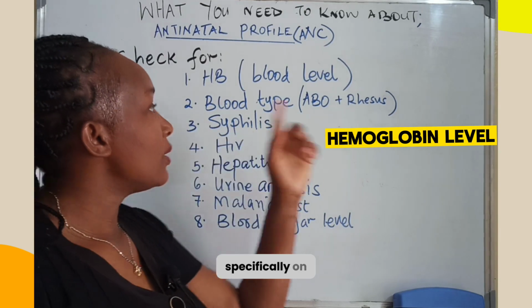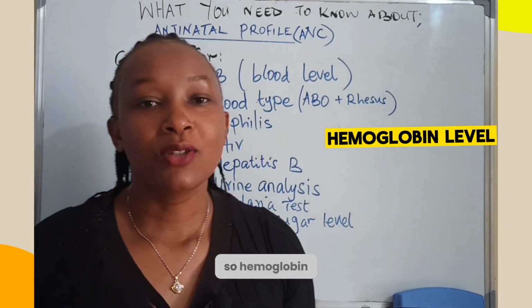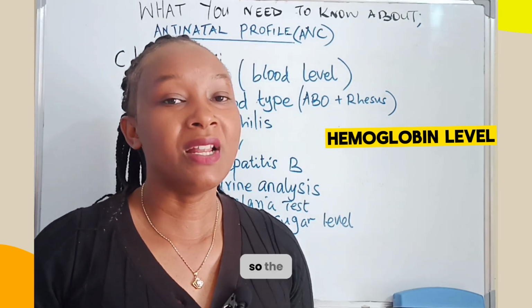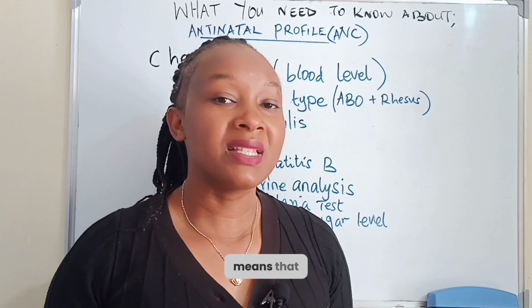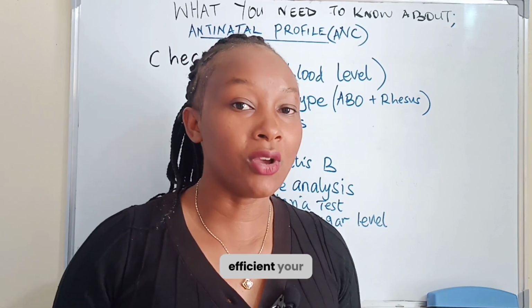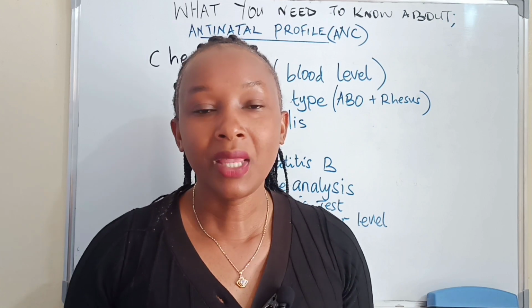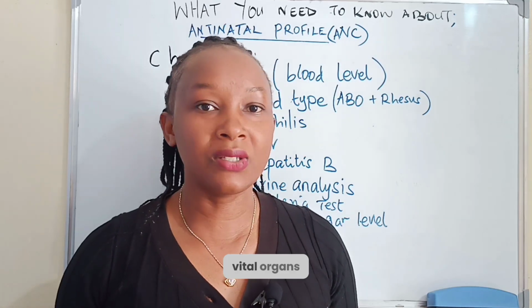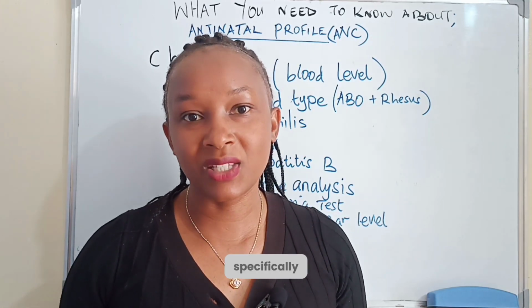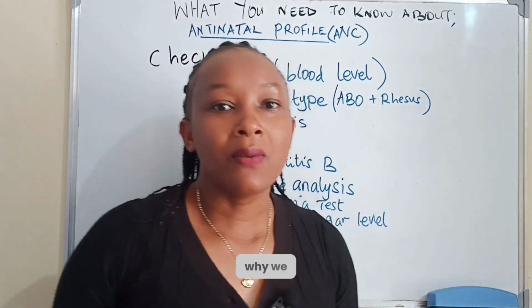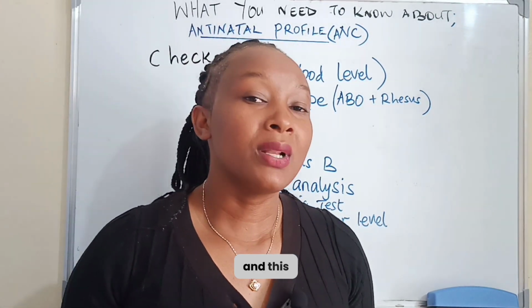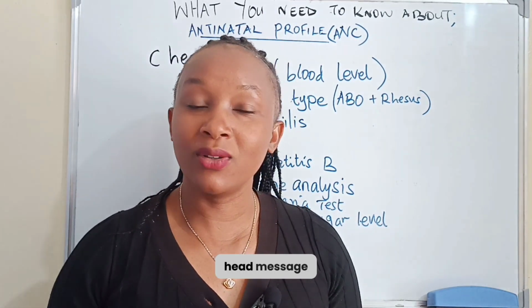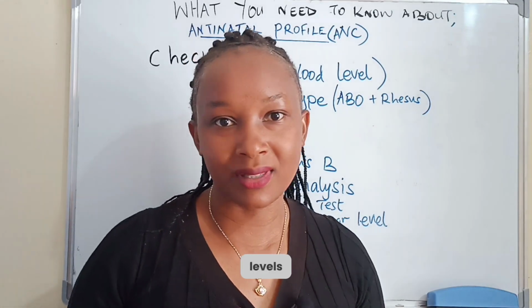So the first test that we do is the hemoglobin levels. Hemoglobin levels, in simple terms, is testing your blood. We are checking how efficient your blood is to carry oxygen. Specifically, we know that in pregnancy we need more oxygen to various vital organs and also to the uterus, specifically also to the baby. So that's why we want to see the hemoglobin levels. And this one will tell us whether we should add on the iron supplements and also give you a health message on how to add on the iron levels.